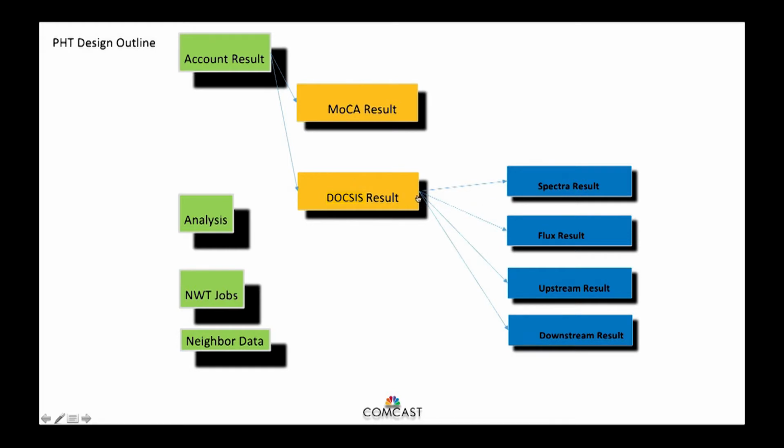And from the DOCSIS result, that opens up into four distinct tests. So the DOCSIS result is made up of these four tests here: your spectra, flux, upstream, and downstream. After the test, there's an analysis section that analyzes all the data that the test compiles, and it will give you recommendations as well.